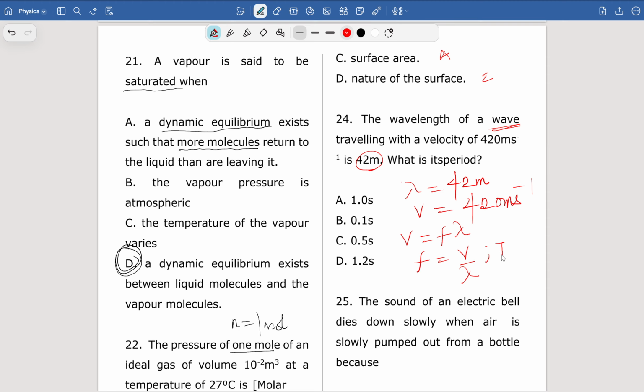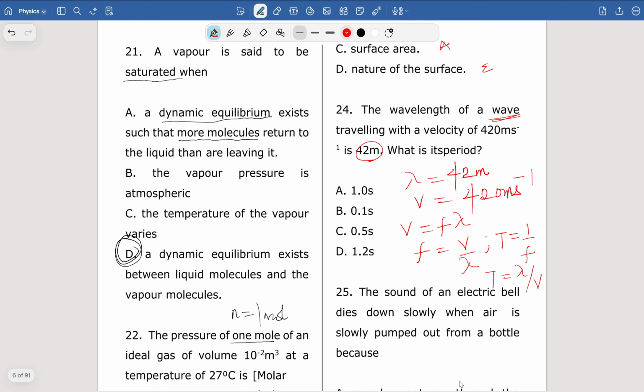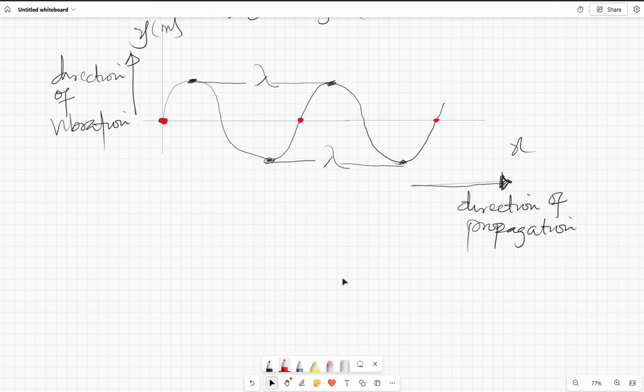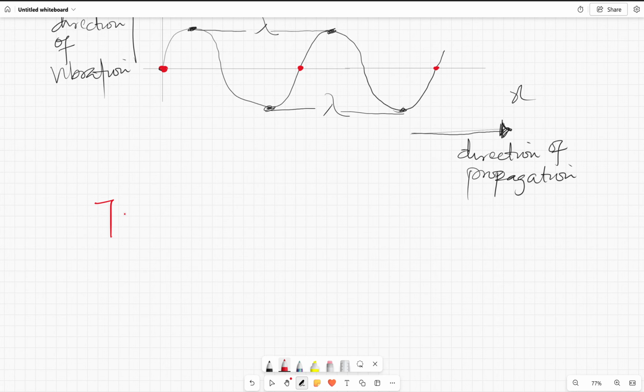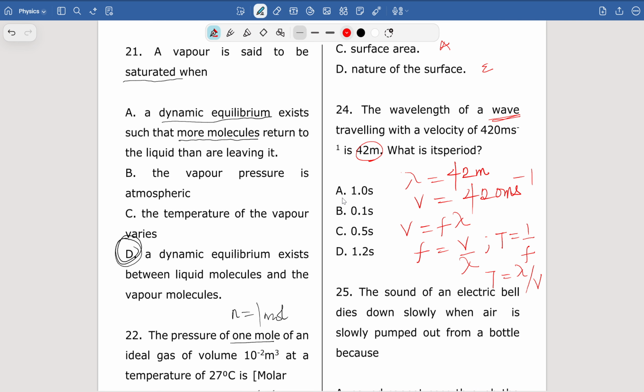Definitely, if period is the inverse, period which is equal to 1 over F, will be equal to lambda divided by wave speed. So let's quickly compute that. We want to solve for that now. If T is equal to lambda divided by wave speed, what's the lambda again? You have that given to be 42. This one is 420. So this is definitely 0.1 seconds.